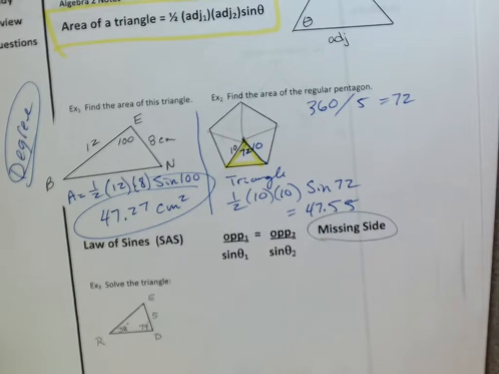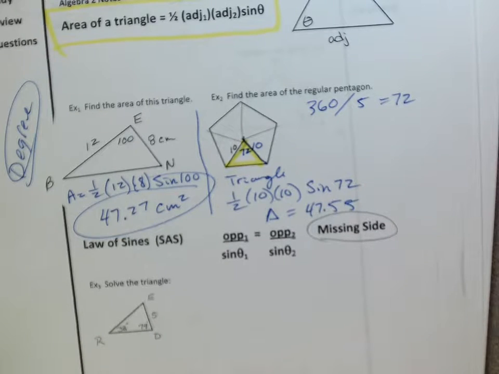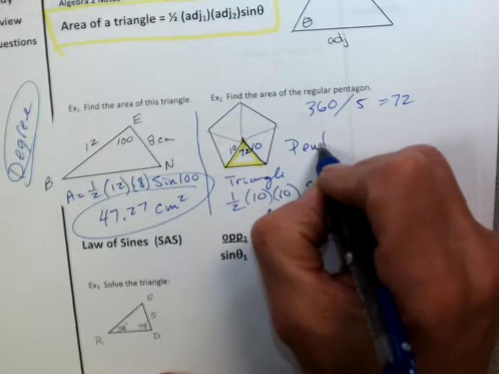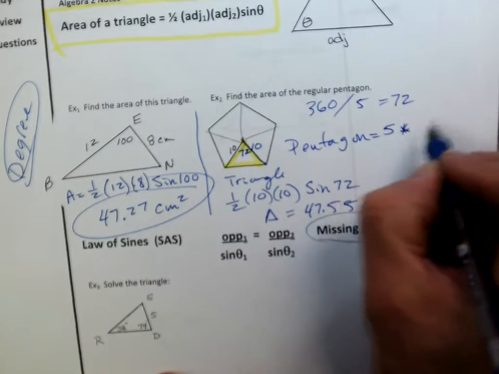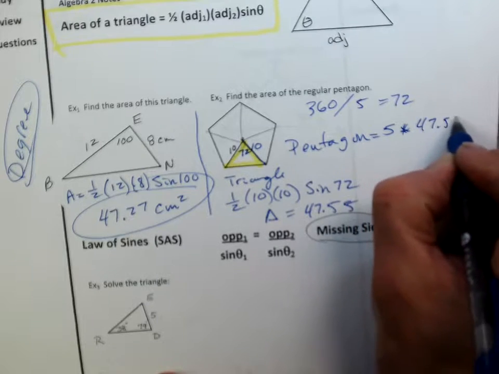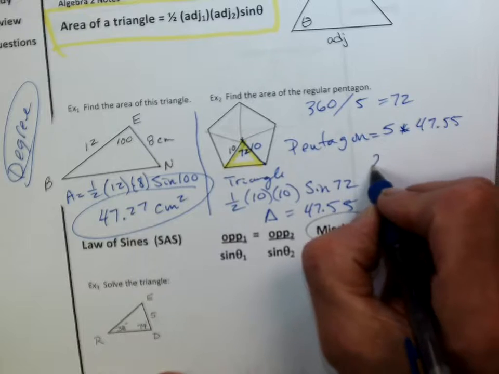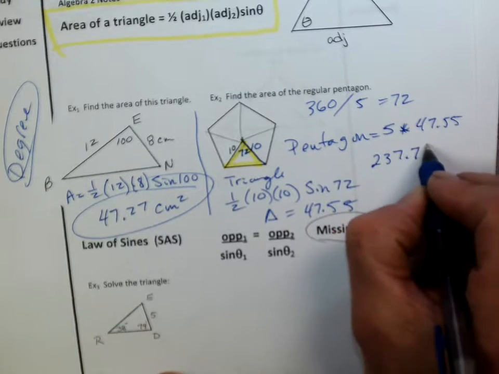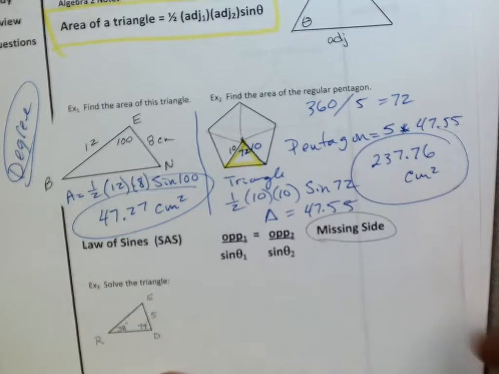47.55. But that's just the triangle, right? So we've got 5 of those triangles. Let's take our answer multiplied by 5. So the pentagon would be 5 times my 47.55, and I get an answer of about 237.76 centimeters squared. Not too bad, is it? Okay, I'm hoping today's an easy lesson for everybody, okay?